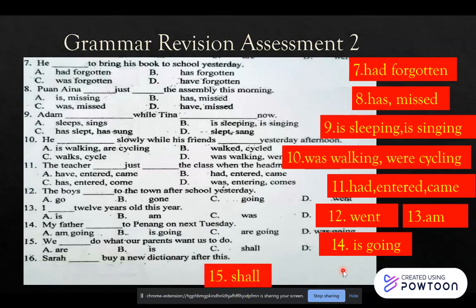Next one, we shall do what our parents want us to do. So the rule here, we cannot use "will", we use "shall", because you follow rules, you follow orders. Normally when parents are ordering you to do something, we use "shall". So we shall do what our parents want us to do. Okay, number 16, Sarah will buy a new dictionary after this. She will buy in the future. So future tense is like what we learned last week, right? Okay, I hope you had all the answers correct. If you're unable to, it's okay. We are just doing a revision.